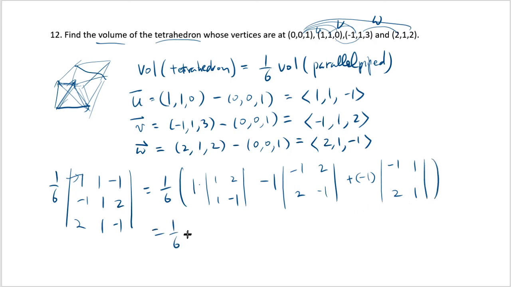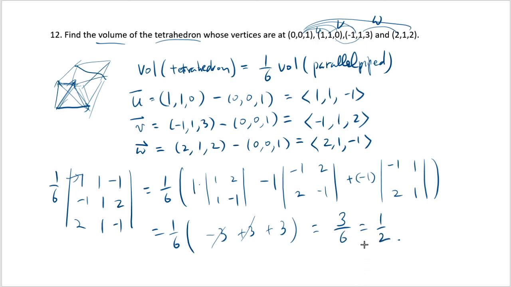Which is 1/6 of -1, -2, which is -3. That's +1, -4, which is -3, but there's a plus, so it's -3. Then -1, -2, so it's -3, but times -1, so it's +3. And you end up with, these cancel, you end up with 3/6, which is 1/2.